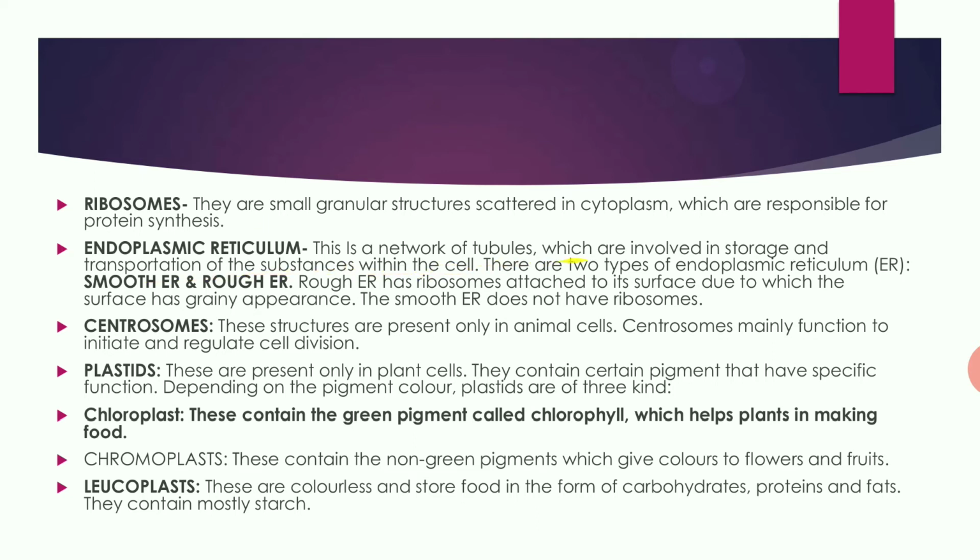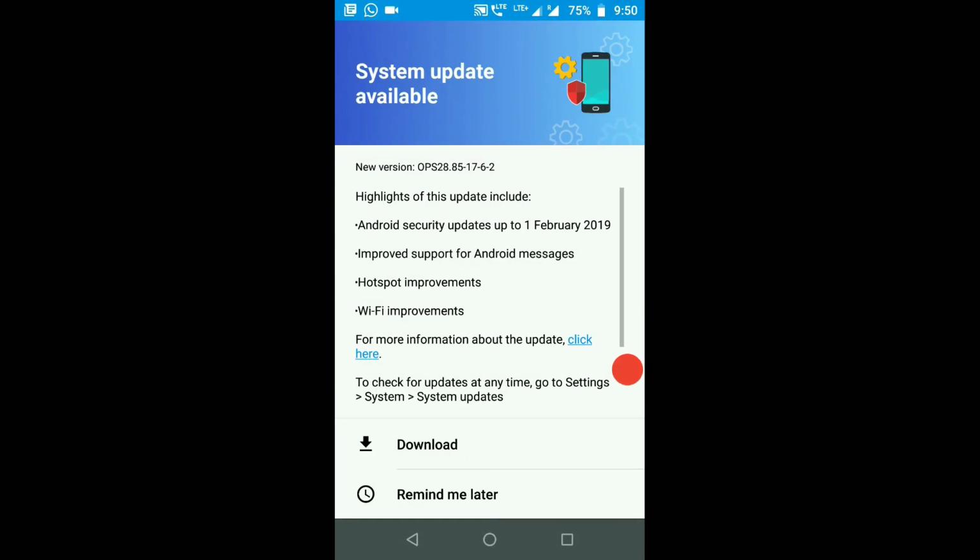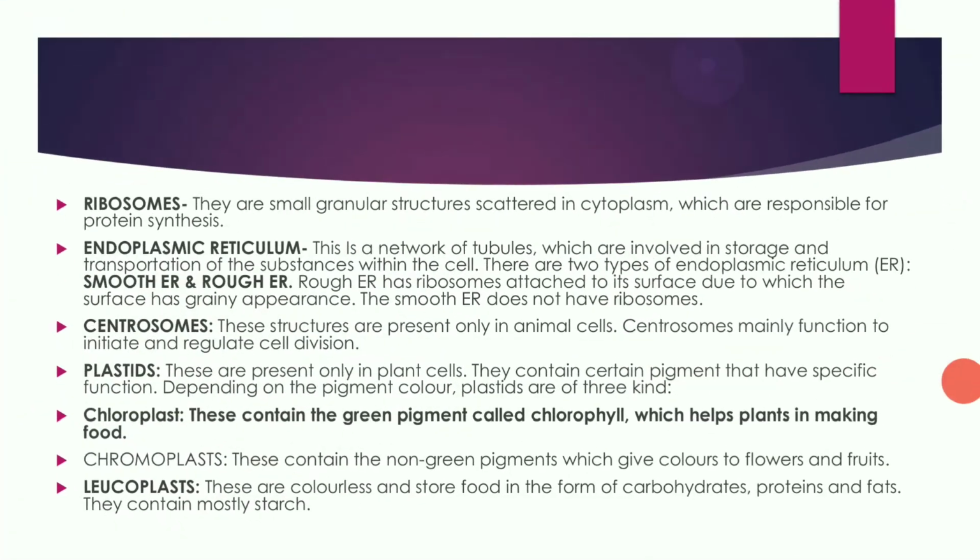Endoplasmic reticulum, the network of tubules which are involved in the storage and transportation of substances within the cell. There are two types: smooth endoplasmic reticulum and rough endoplasmic reticulum. The rough endoplasmic reticulum has ribosomes attached to the surface, due to which the surface has a grainy appearance, and the smooth does not have ribosomes. So endoplasmic reticulum is of two types: smooth and rough.